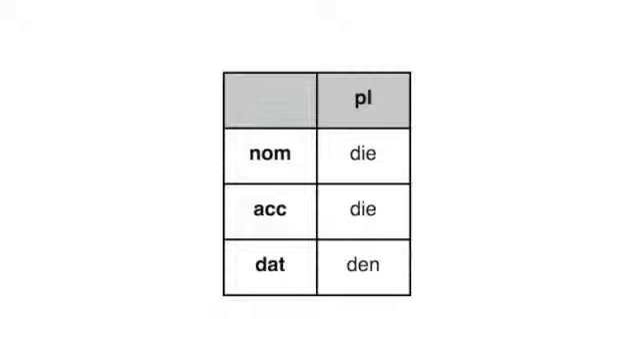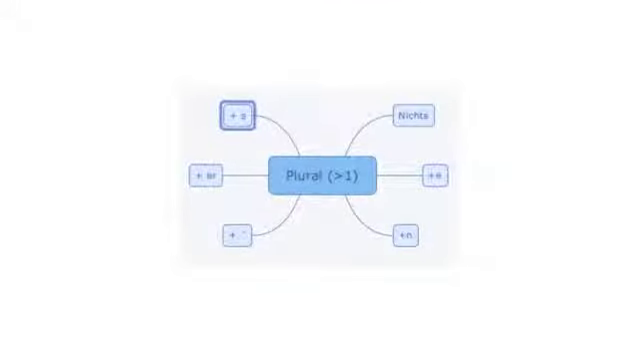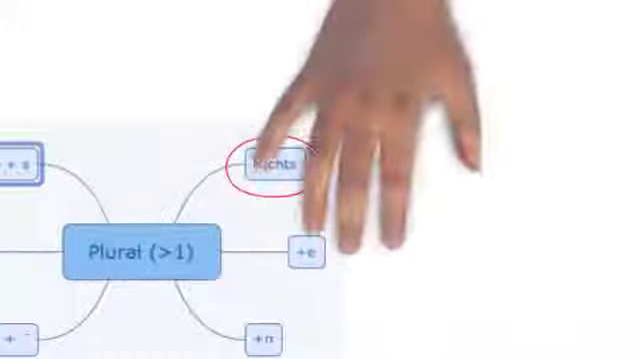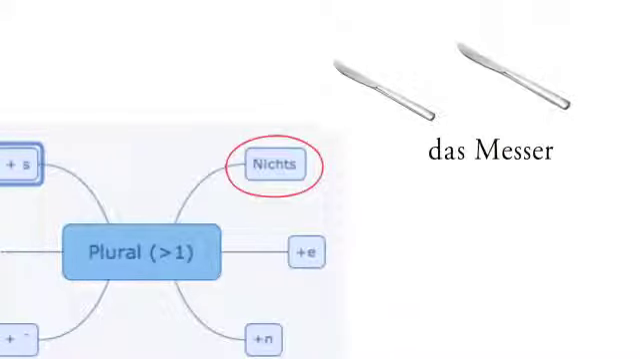Right then, here's a simple picture so we can see what our options are for making the plural. Okay, starting from the top right corner of the diagram and working our way around clockwise. Option 1, do nothing, nichts. Take the knife, das Messer. And the knives, die Messer, nothing.